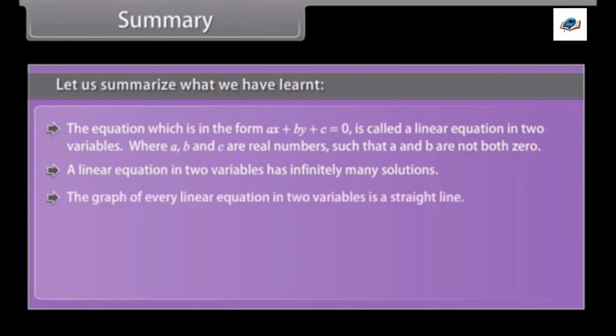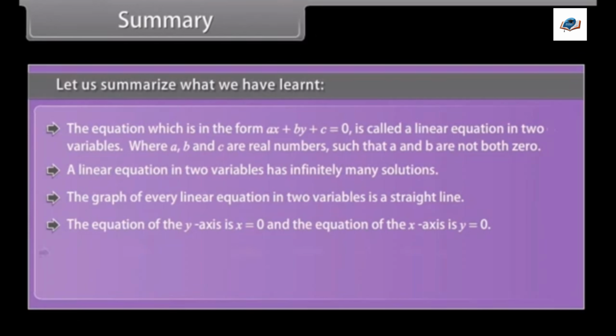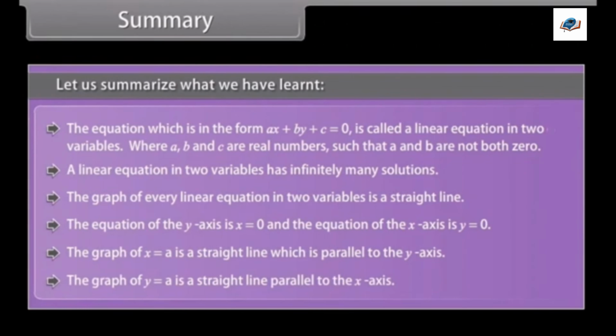The graph of every linear equation in two variables is a straight line. The equation of the y-axis is x = 0, and the equation of the x-axis is y = 0. The graph of x = a is a straight line which is parallel to the y-axis. The graph of y = a is a straight line parallel to the x-axis.